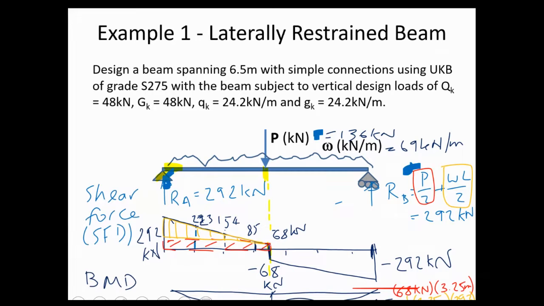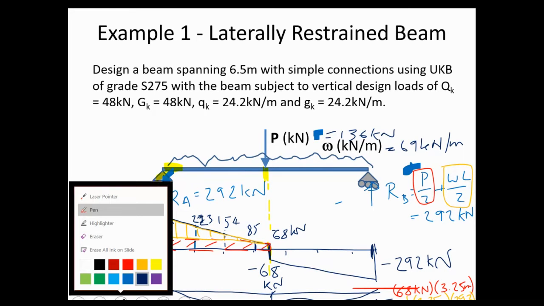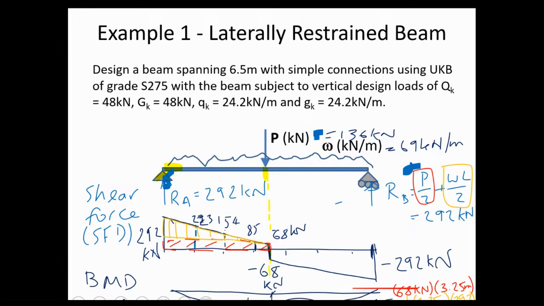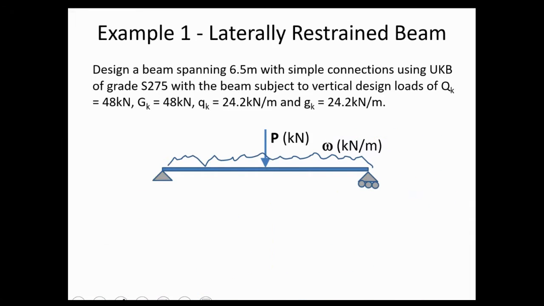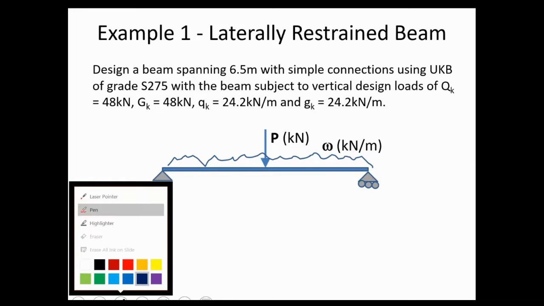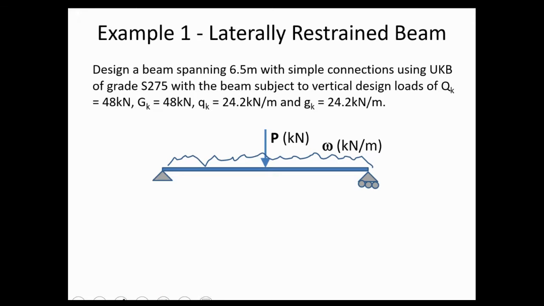And so that value here is called MED, the moment in the middle there. If I calculate that, MED is equal to 585 kilonewton meters at the mid span. So I can do it that way. That's one way of getting the bending moment.